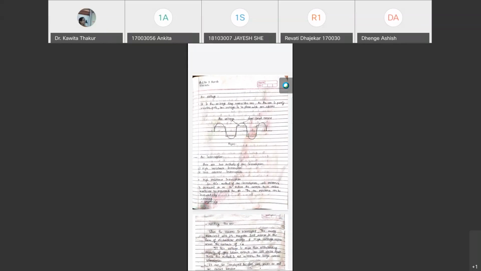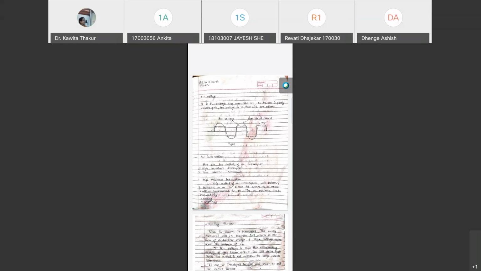Good morning. My name is Ankita Rande, and my ID is 17003056. I am going to tell about arc voltage and arc interruption. First, we will see arc voltage. Arc voltage is the voltage drop across the arc.